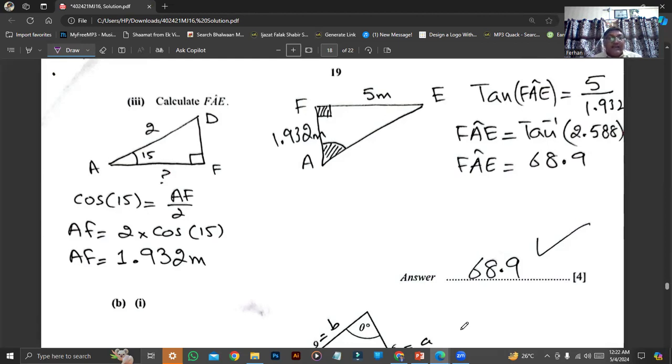Now I want that angle FAE. So I will apply tan FAE is perpendicular by the base. So it will be 5 divided by 1.932, which is 2.588. Then I will take its tan inverse. So I will have the angle FAE as 68.9. FAE will be 68.9 degrees. 68.9 degrees is my answer.